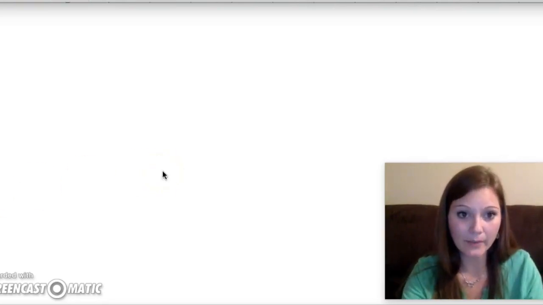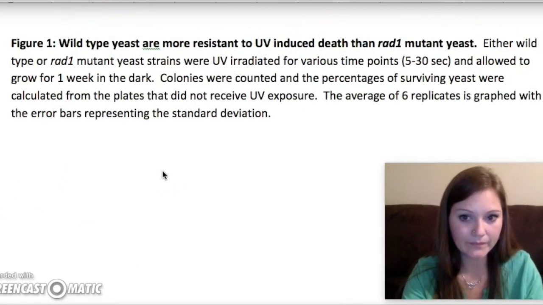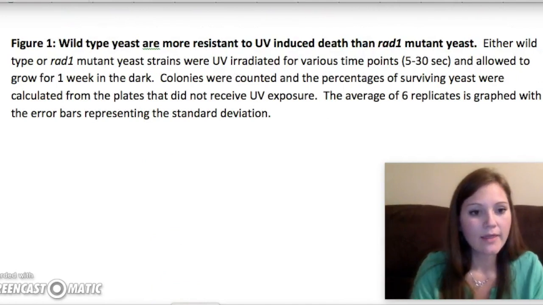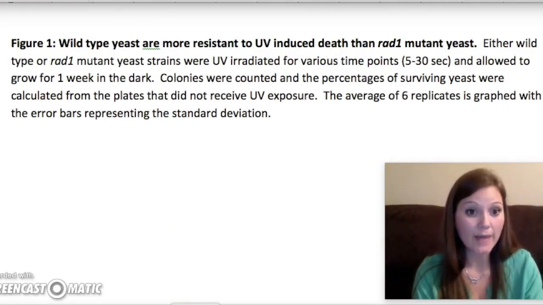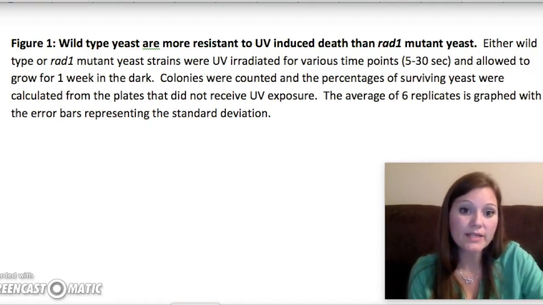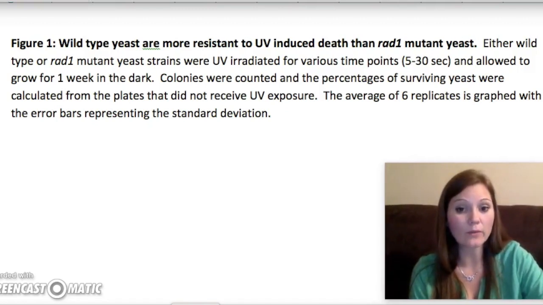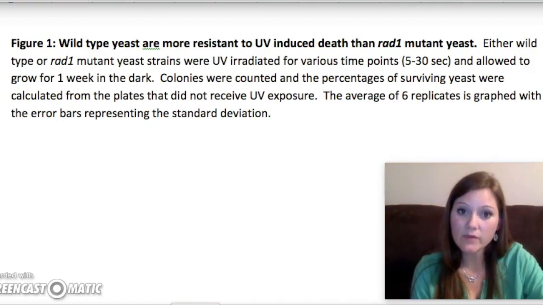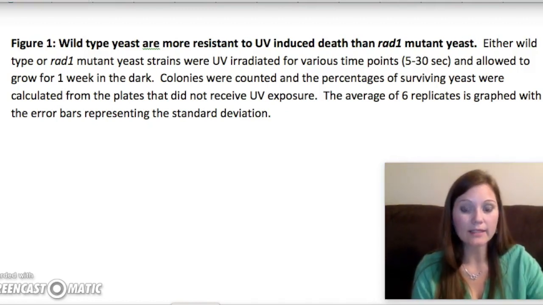Let's look at an example. Okay, they start off with this example with a title that describes the general trend of the data. The wild-type yeast are more resistant to UV-induced death than RAD1 mutant yeast. The next few sentences, they basically tell you what they did and how they collected their data.